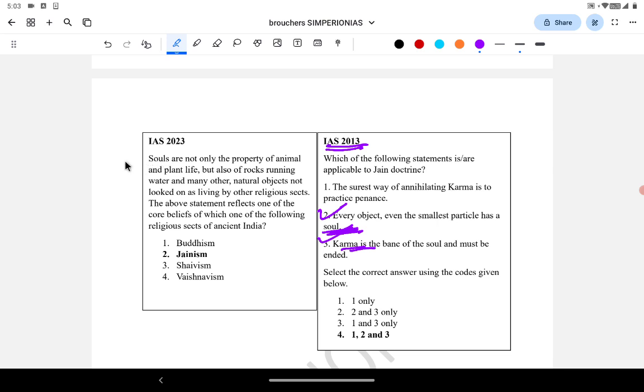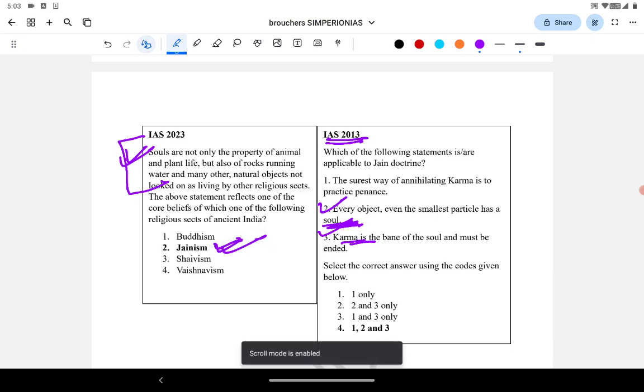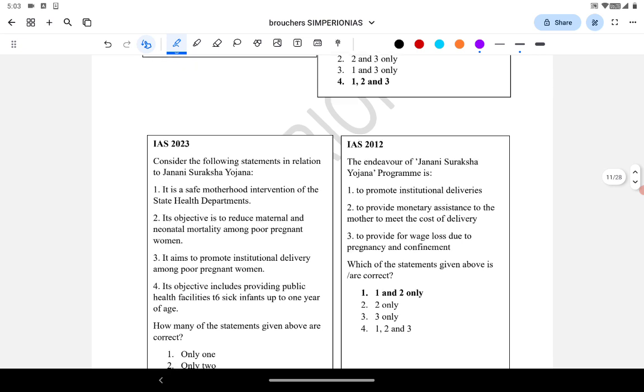Let's come to the statement given in 2023. Souls are not only the property of animal and plant life but also of rocks, running water, and many other natural objects not looked on as living by other religious sects. See what it says: everything has a soul. That's what they are saying. Every object, even the smallest, has a soul. For Jainism, it's a direct repetition. Let's go to the next question.